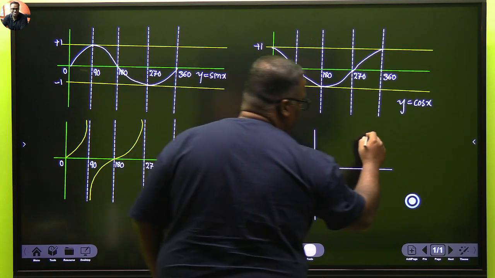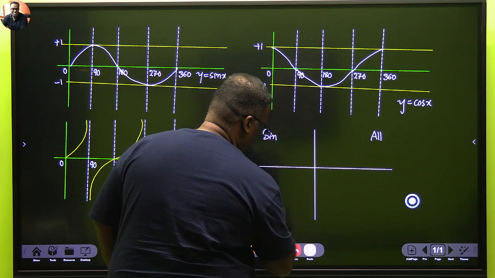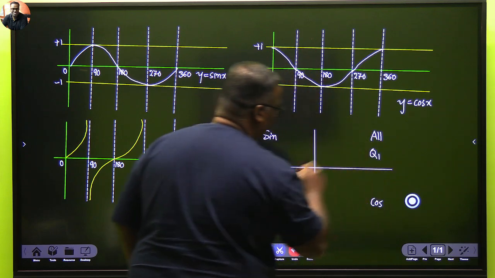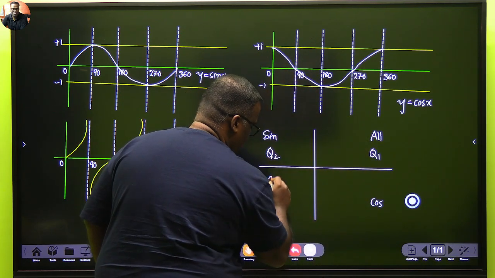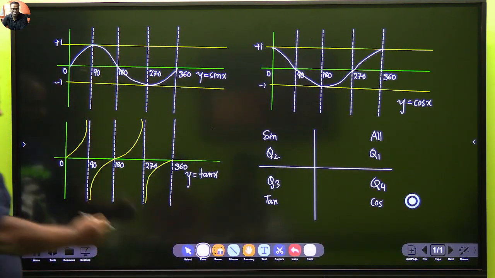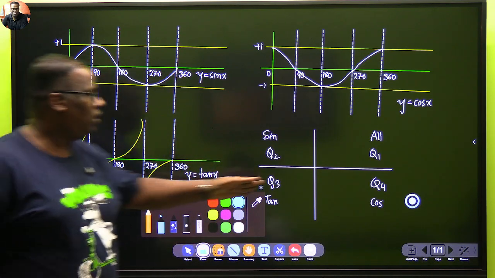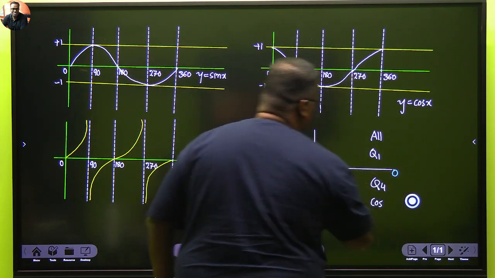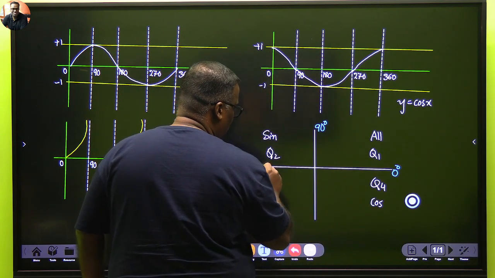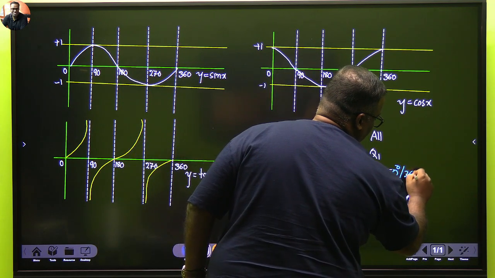Okay, what did I write here? All, sine, tan, cos. This was my Q1, quadrant 1, quadrant 2, quadrant 3, quadrant 4. Agreed? Now children, if you can imagine, what is quadrant 1? Quadrant 1 measures all angles from 0 to 90 degrees. Quadrant 2 measures from 90 to 180. This is measuring 180 to 270, and this is measuring 270 to 360.